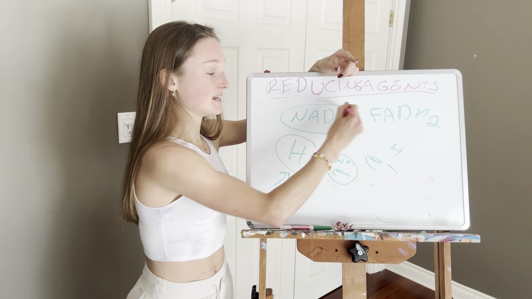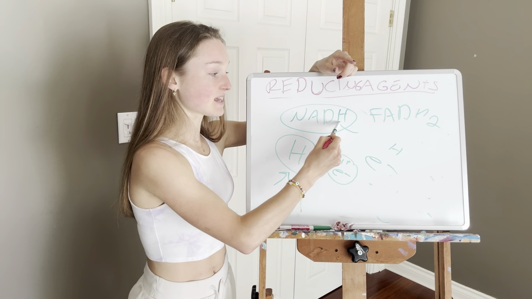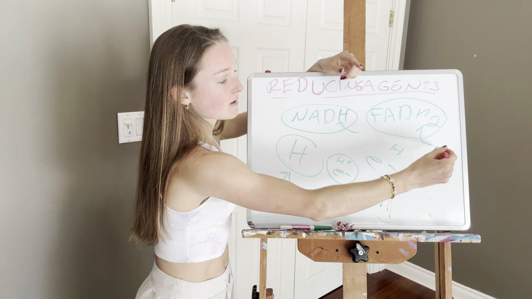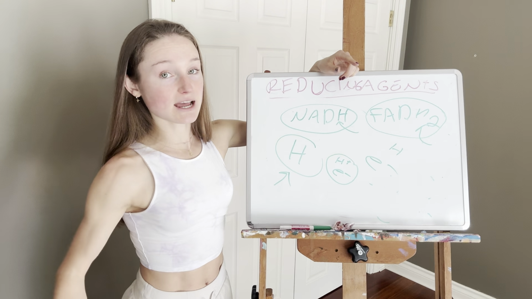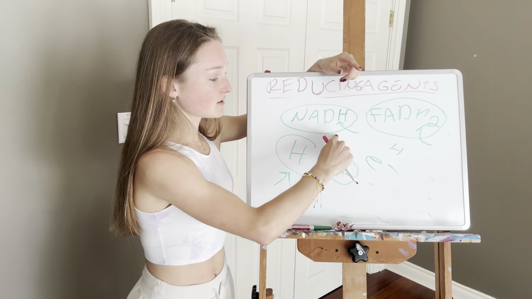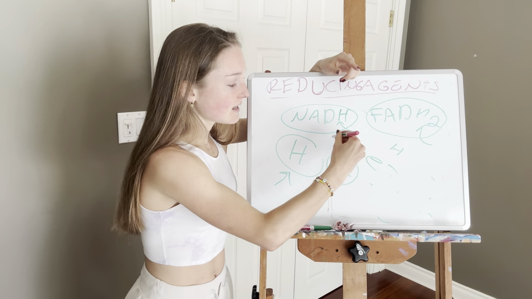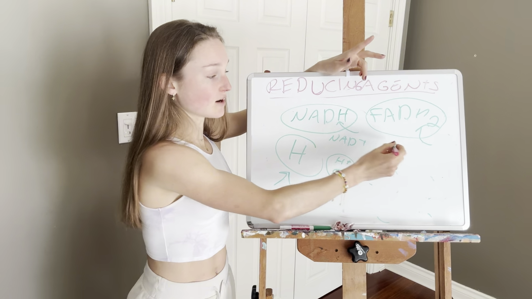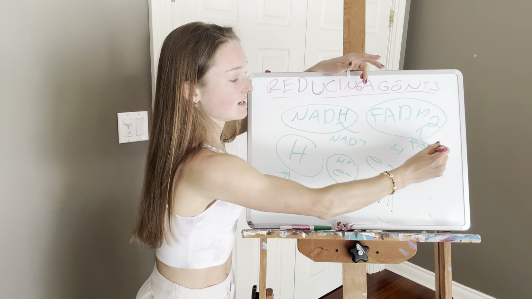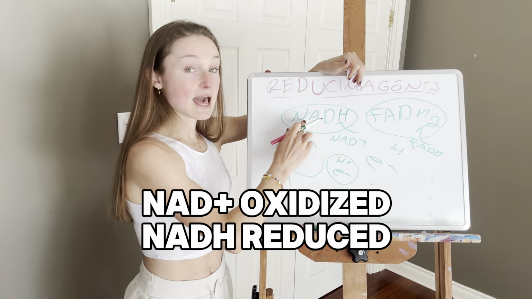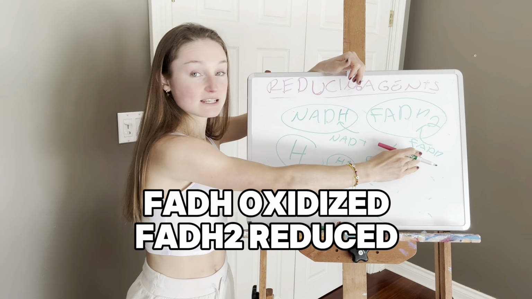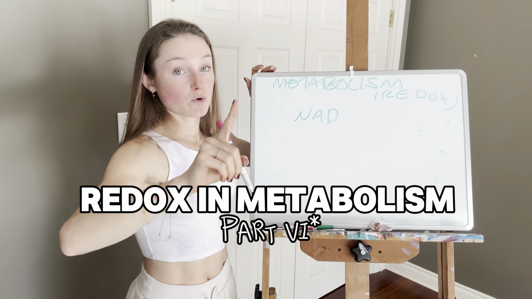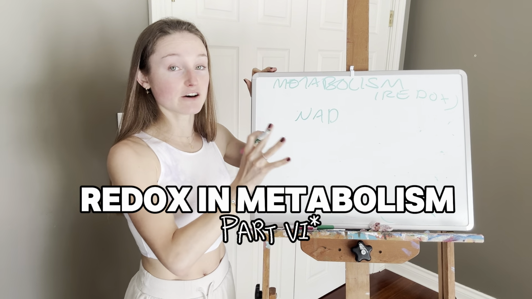NADH, this is in its reduced form because it has this hydrogen atom here. FADH2, this is in its reduced form because it has an extra hydrogen atom. So NADH in its oxidized form is NAD plus. FADH2 in its oxidized form is FADH. NAD plus oxidized, NADH reduced. FADH oxidized, FADH2 reduced. Part 4, redox reactions in the context of metabolism.